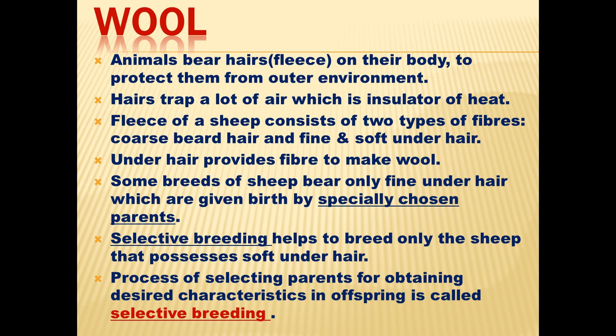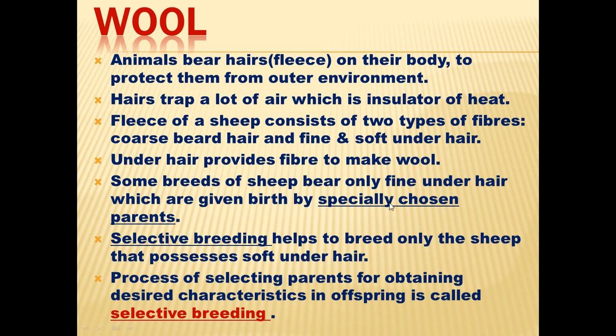So the fleece of the sheep consists of two types of fiber. That is, one is the coarse beard hair and another is the fine and soft hair. This fine and soft under hair is what provides us fiber to make wool. Some breeds of sheep bear only fine underhair which are given birth by specially chosen parents.